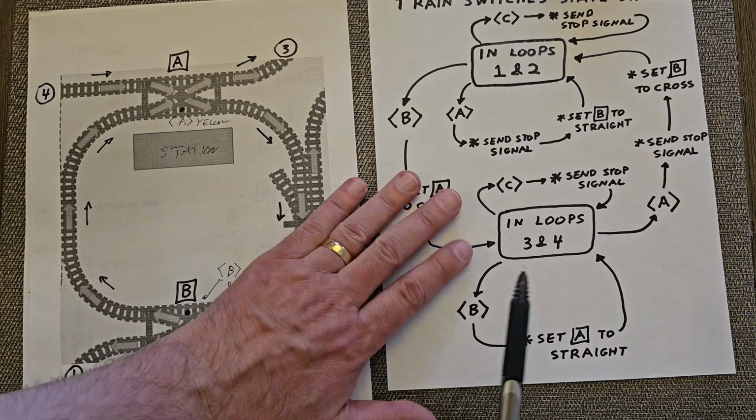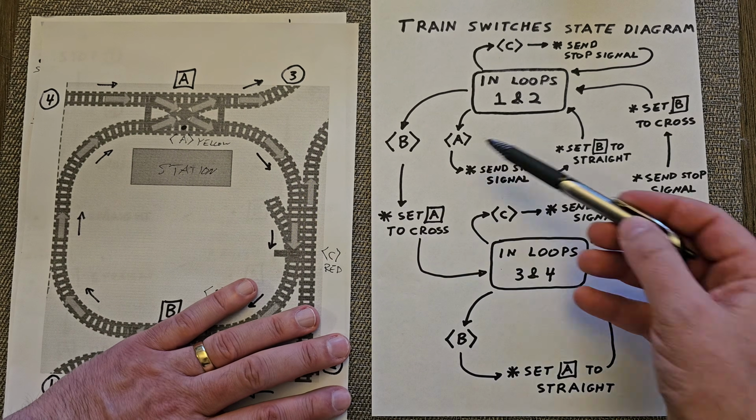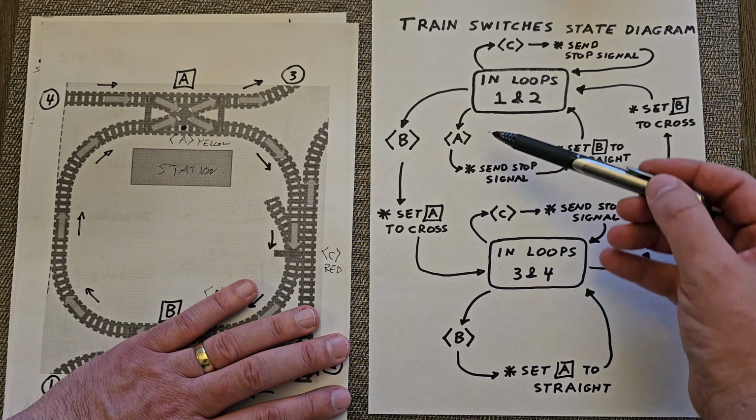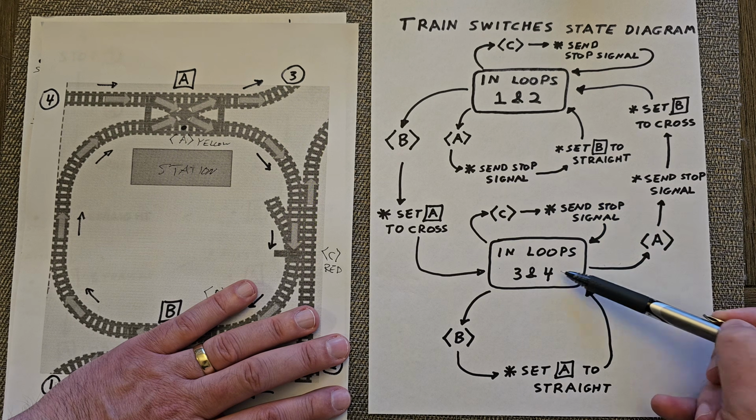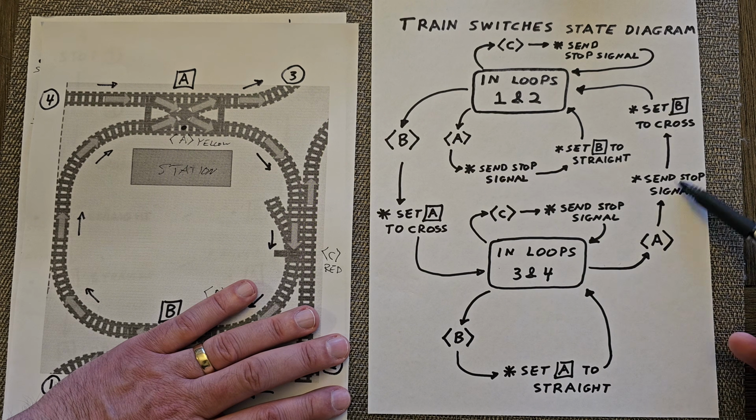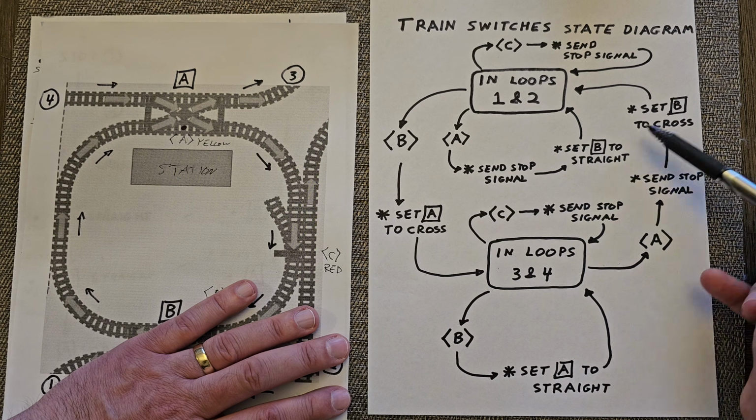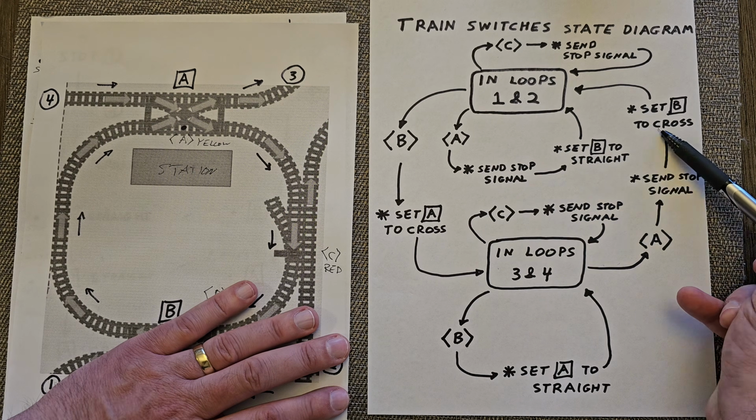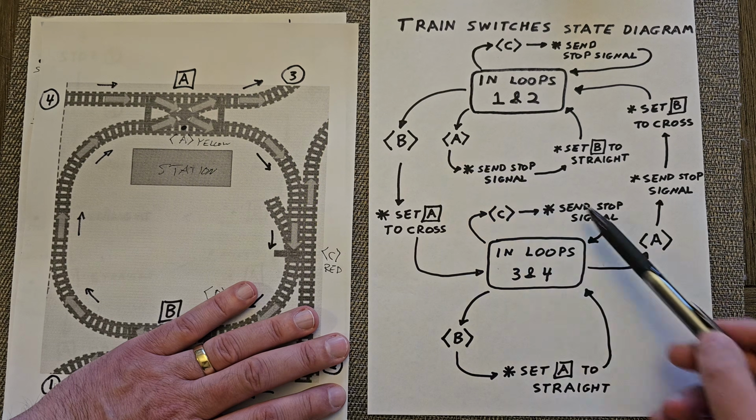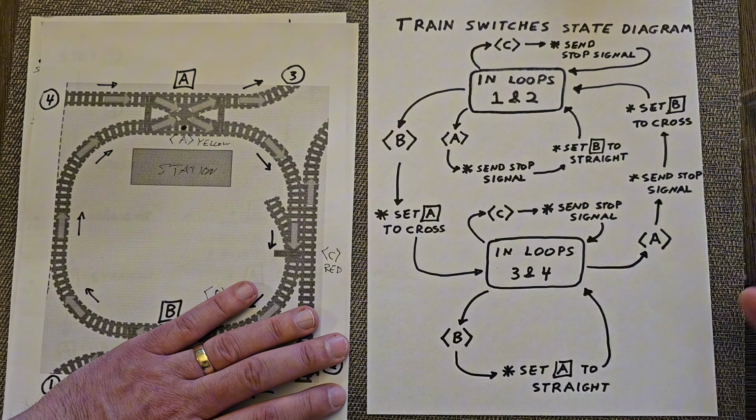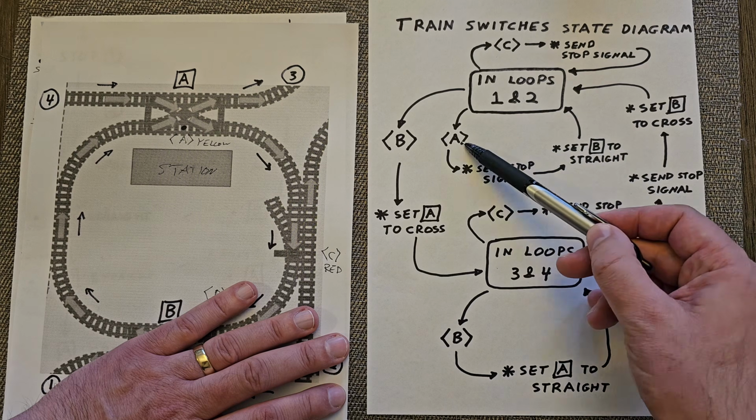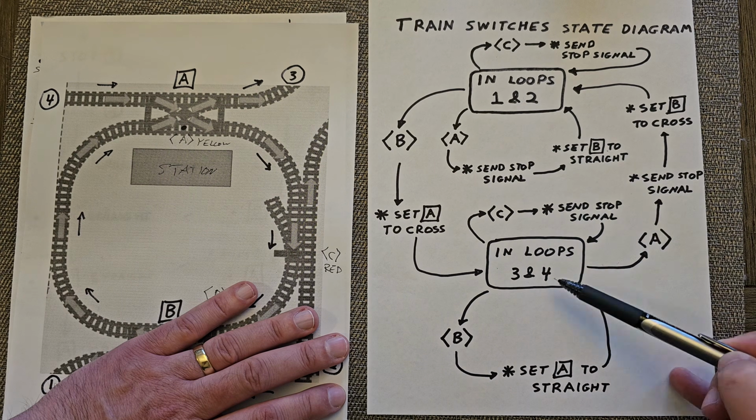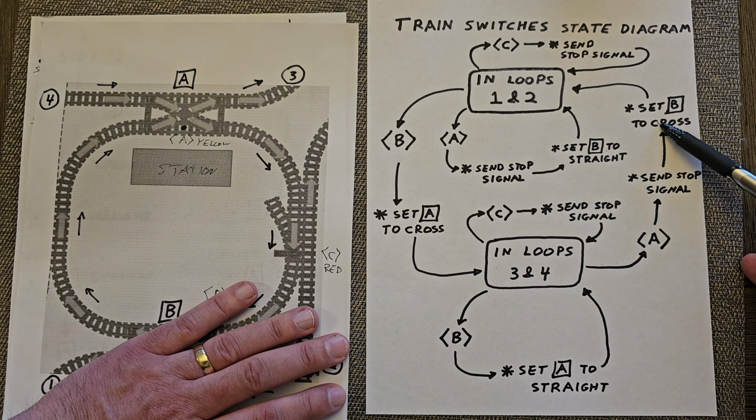So there's two states that help us keep track of what to do when we sense A or B, because it's different. When we're in loops 1 and 2, if we sense A, we stop and we set B to straight. In loops 3 and 4, when we sense A, we stop and we set B to cross. And that's the difference, is whether we set B to straight or B to cross. We can't just rely on sensing A and set it to straight every time or set B to cross every time. So we have to have these two different states to tell us, well, when you're in this state and you sense A, you're going to set B to straight. When you're in this state and you sense A, you're going to set B to cross.